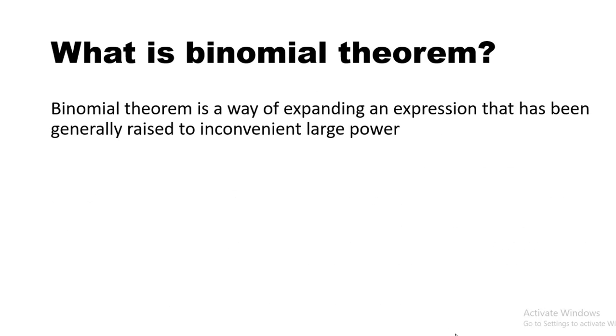So a binomial theorem is a way of expanding an expression that has been raised to an inconveniently large power. Now what does inconveniently large power mean? Let's suppose we have two terms, a plus b power n. Now this n, that is the power, can sometimes be inconveniently large. It can be 7, 8 or so on, and such expansions are not easy to memorize. So we use binomial theorem to expand the expression so that we can easily solve it without learning every term of it.